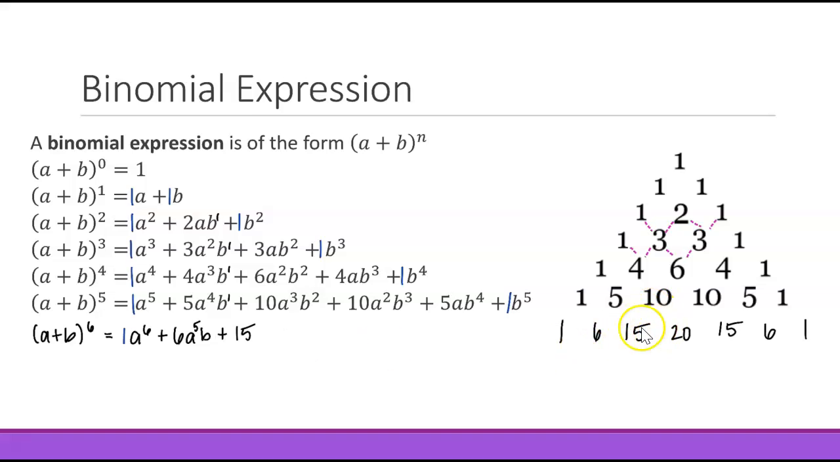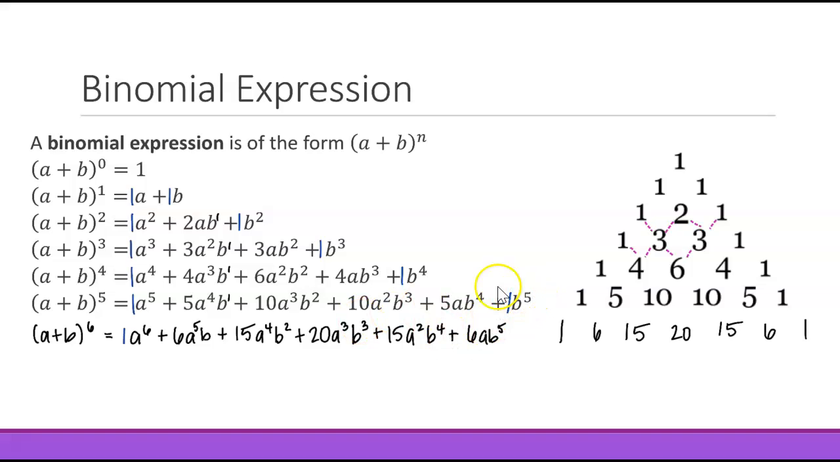We're going to grab the coefficient from Pascal's triangle. So we're going to have 15, and then a is going to drop to the 4th, but b is going to go up to the 2nd power. And then we're going to have 20a to the 3rd, b to the 3rd. So a went down by 1, b went up by 1, the exponent. And then 15a squared b to the 4th plus 6ab to the 5th.